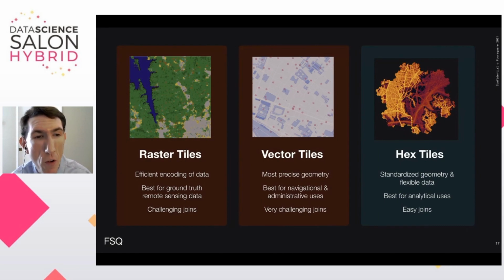Hex tiles, by comparison, is really focused on this analytical use case, and so it uses a standardized geometry using the H3 grid that makes it very, very easy to do joins of data. It also has this focus on bringing tabular analytical data to the front end. So it's really focused on how to efficiently encode that data and also have flexibility for what types of data we want to be bringing to the front end that these other tile systems have to varying levels, but I think is best demonstrated in hex tiles.